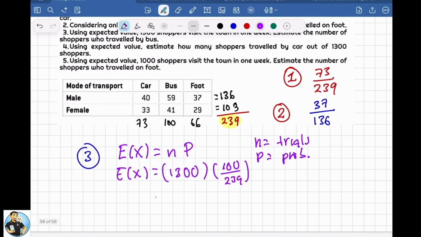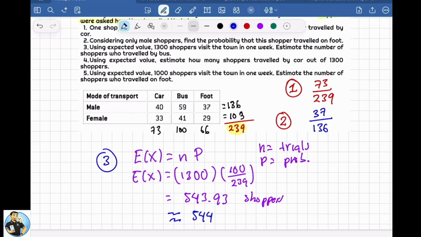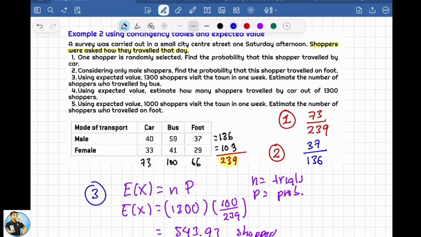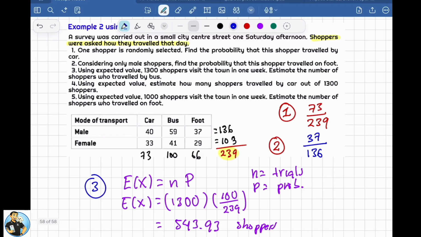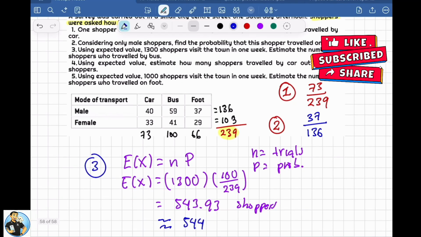543.93 shoppers. But pay attention here, because we are talking about people, we can say 544 shoppers. So as you can see, this is an estimation. This is, we can say, a prediction. If 1,300 shoppers visit this town, we are going to expect 544 shoppers traveling by bus.